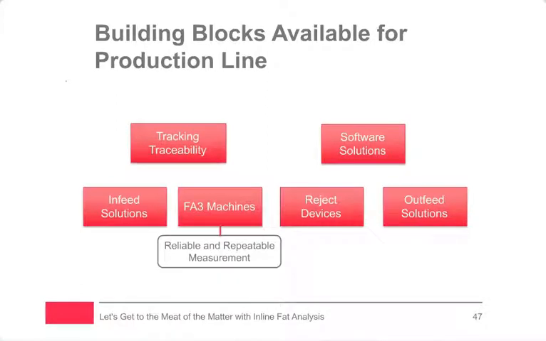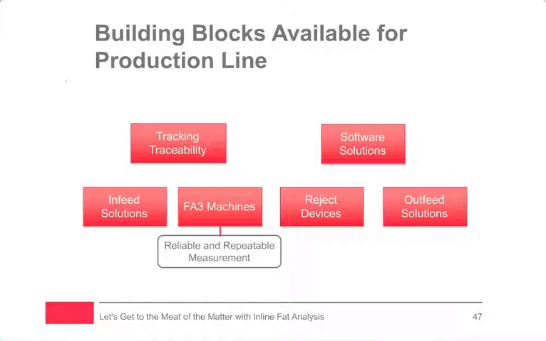In order to apply this system, we have a range of different building blocks such that various different types of equipment can be assembled to deliver the benefits we're discussing. At the heart of any system is going to be the FA3 machine. This is the measurement device, and it needs to be reliable and repeatable. We of course need to be able to feed in the different raw materials, so we have a range of different in-feed solutions.